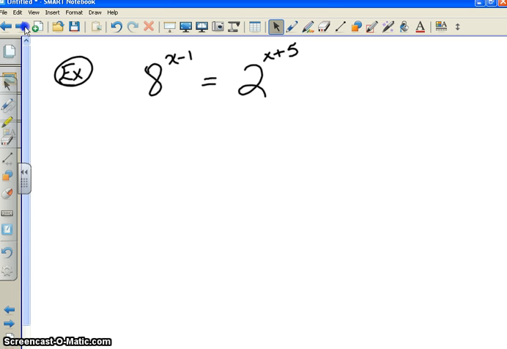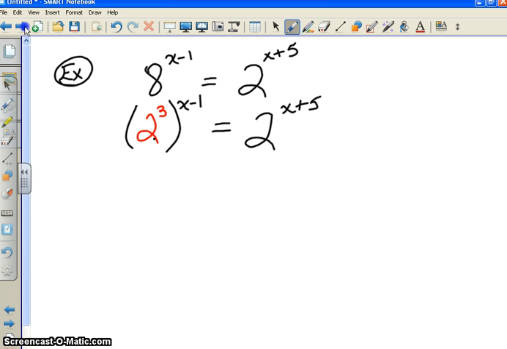Next equation, 8 to the x minus 1 equals 2 to the x plus 5. So looking at that 2 there, I hopefully can change 8 into 2 to the something. Well, 8 would be the same thing as 2 to the 3rd. So let's substitute 2 to the 3rd in for 8. Haven't changed its value, we've just changed how it looks. And now that the two bases are both 2's, now we can just work with our exponents. 3 times x minus 1 is equal to x plus 5.